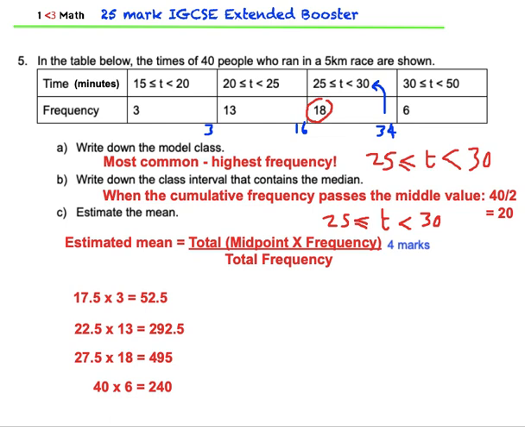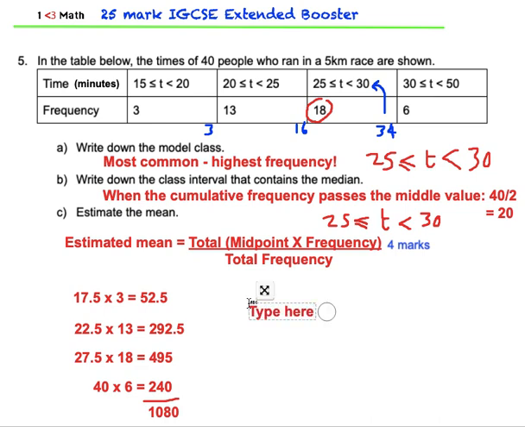Then we need to add them up, because we always need to add up at some point when we're calculating the mean. Now that we have estimates for the total number of minutes, we can do that. They add up to 1080. The question already tells us that there are 40 people, but to calculate the total frequency, you could go 3, add 13, add 18, add 6, that would be 40.